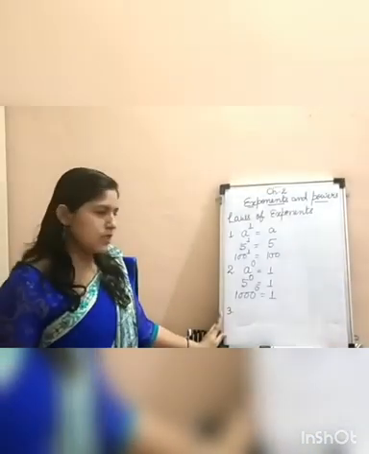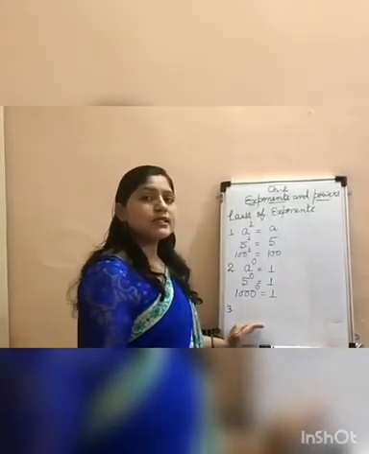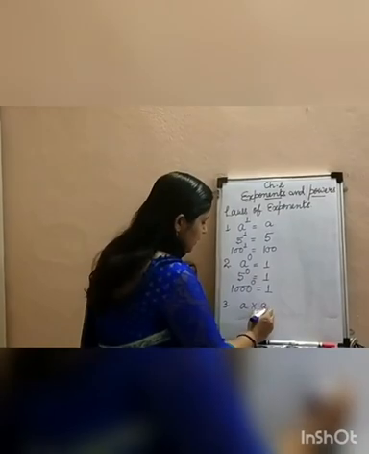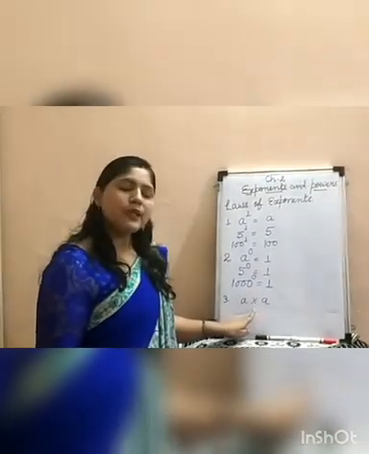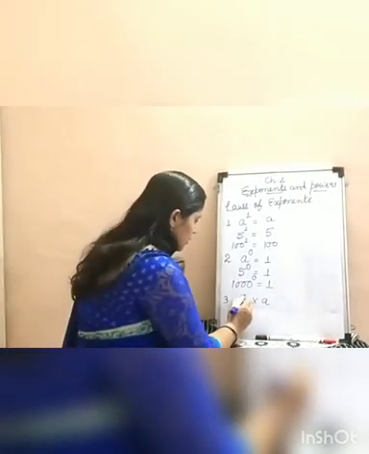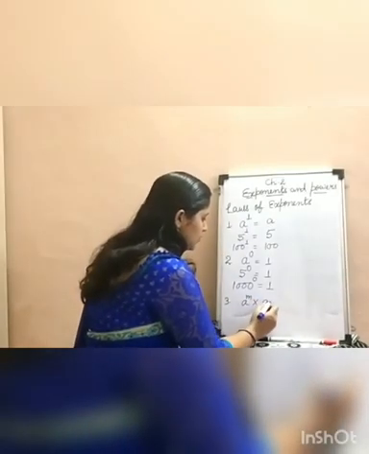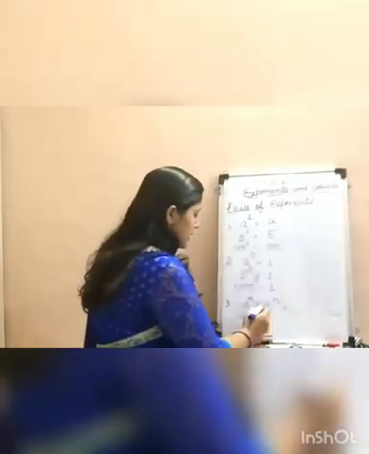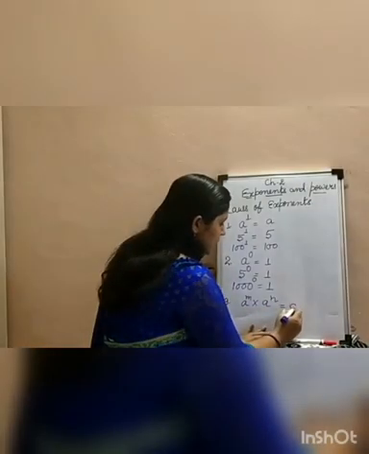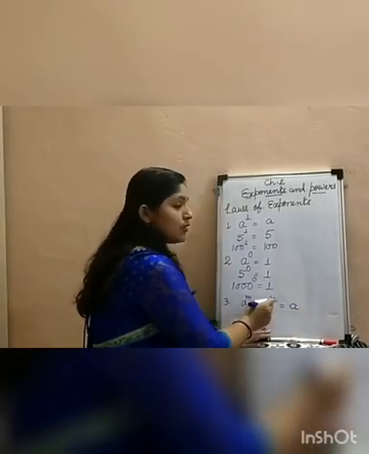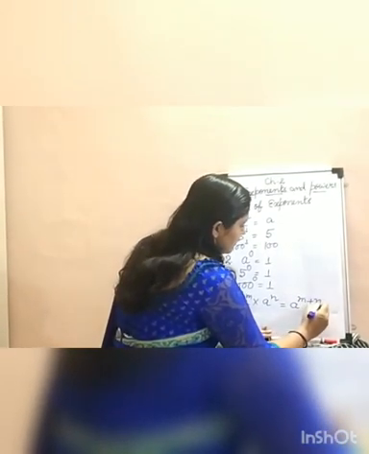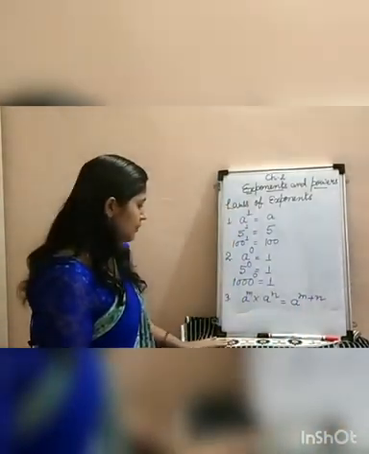Now the third law is, if we multiply the same number a by a, but the powers are different, a to the power m and a to the power n, then the bases are the same here. So we will write a, and the powers will be added. So m plus n.